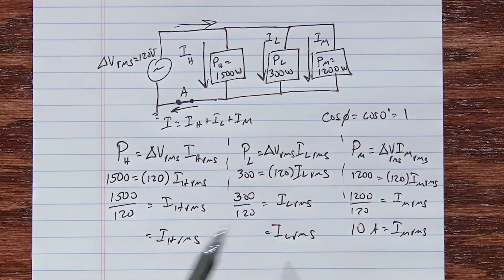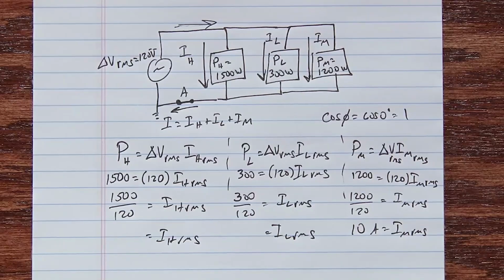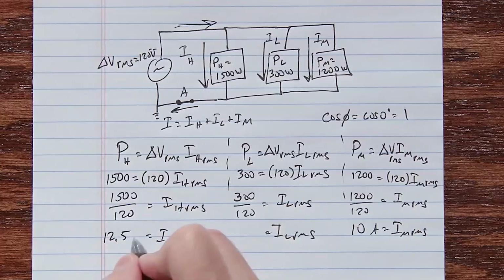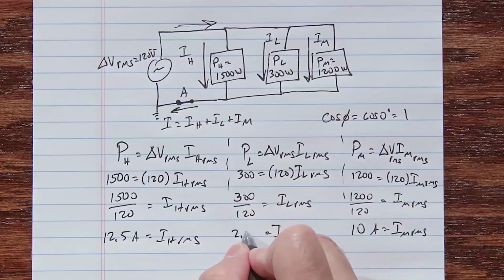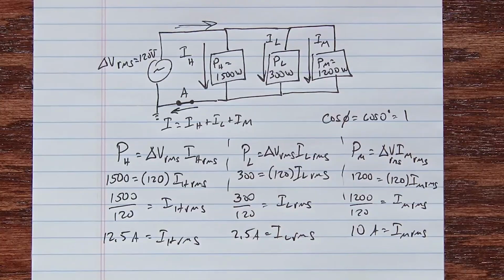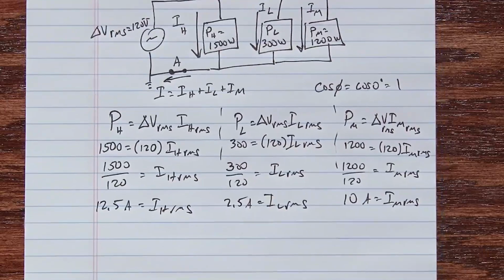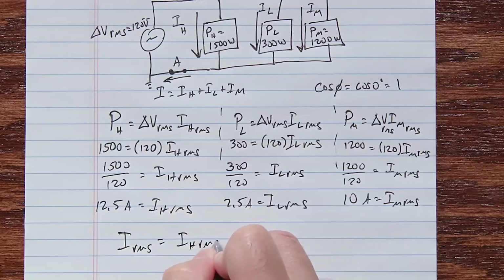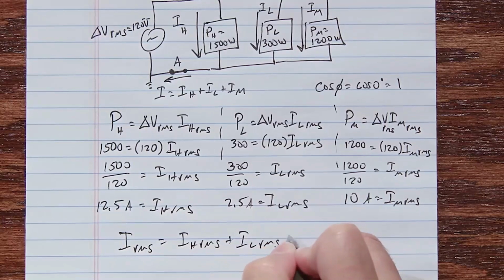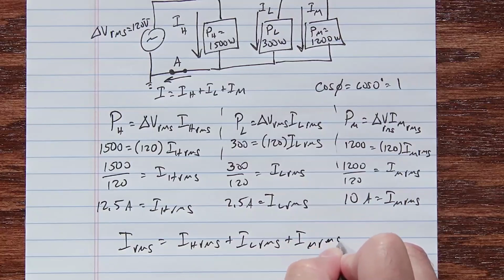So let's calculate I heater and I lamp. I heater is 1500 divided by 120. That would be 12.5 amperes. And 300 divided by 120 is 2.5 amperes. Okay. The current, I RMS, is equal to I heater RMS plus I lamp RMS plus I microwave RMS.